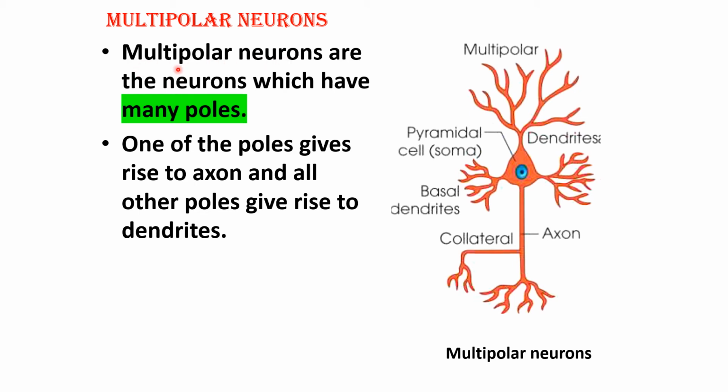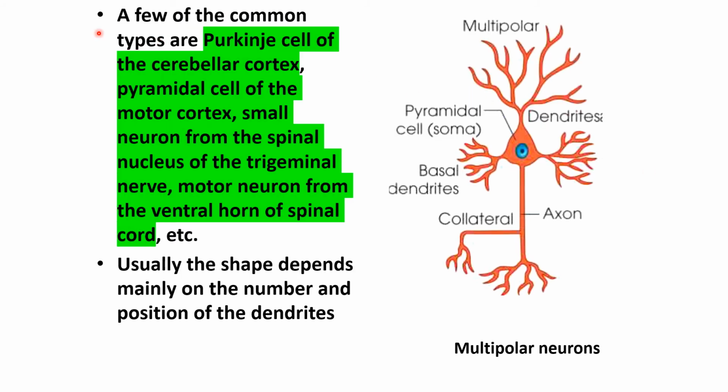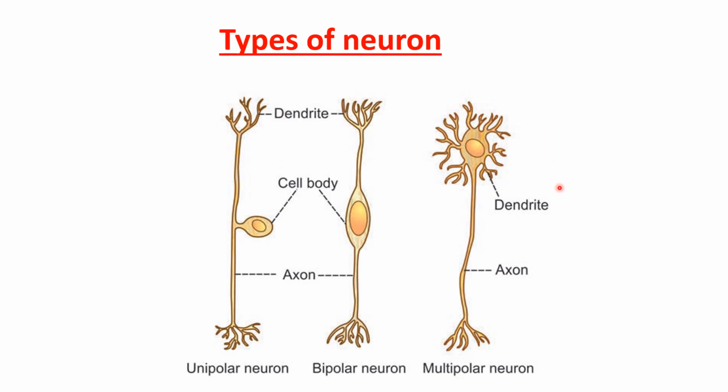Then multipolar neurons. As the name suggests, multipolar neurons have many poles. One of the poles gives rise to axon and all other poles give rise to dendrites. A few common types of multipolar neurons are Purkinje cells of cerebral cortex, pyramidal cells of motor cortex, small neurons from the spinal nucleus of the trigeminal nerve, and motor neurons from the ventral horn of spinal cord. Usually the shape depends mainly on the number and position of dendrites. These are the figures of types of neuron: unipolar, bipolar and multipolar neurons.